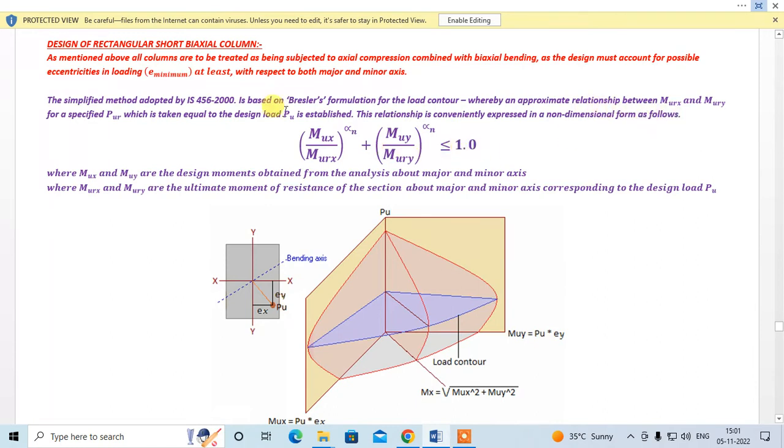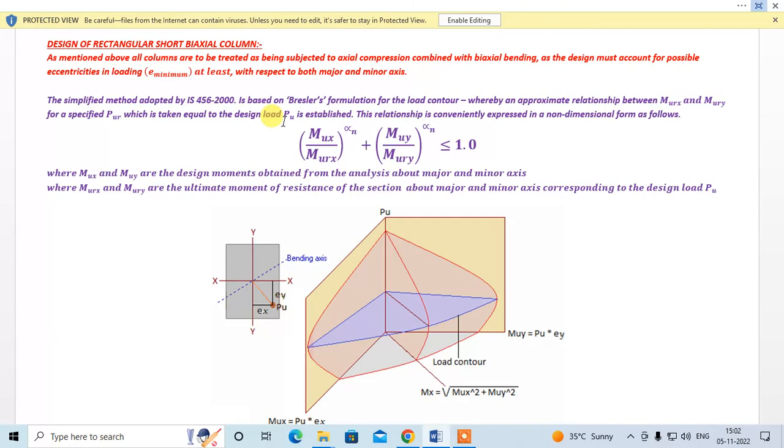Okay, so PU is our design load. We are assuming that our design load is equal to the ultimate load PUR which the column can carry. And for that ultimate load PUR, we find the corresponding ultimate moment carrying capacity of the section about x-axis and about y-y axis. About x-axis, it is denoted as MURX. About y-y, it is denoted as MURY. MURX and MURY are the ultimate moment carrying capacity of the section corresponding to ultimate load carrying capacity PUR, which we take as PU.